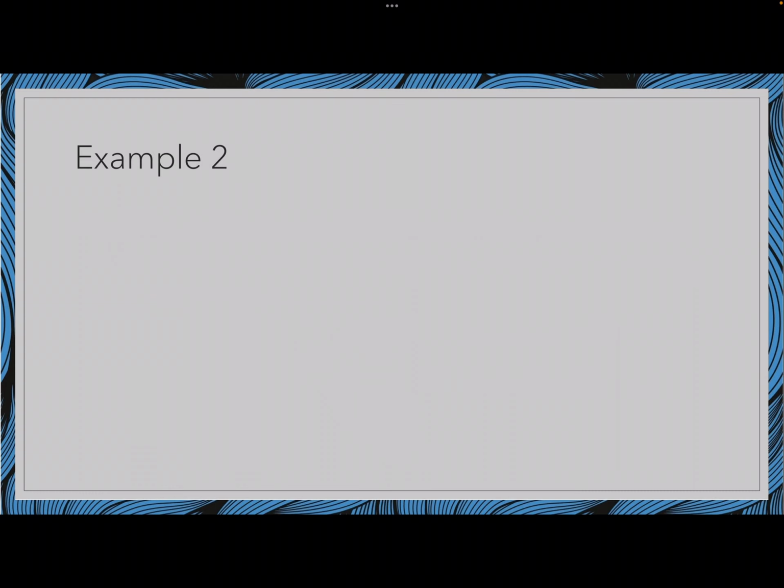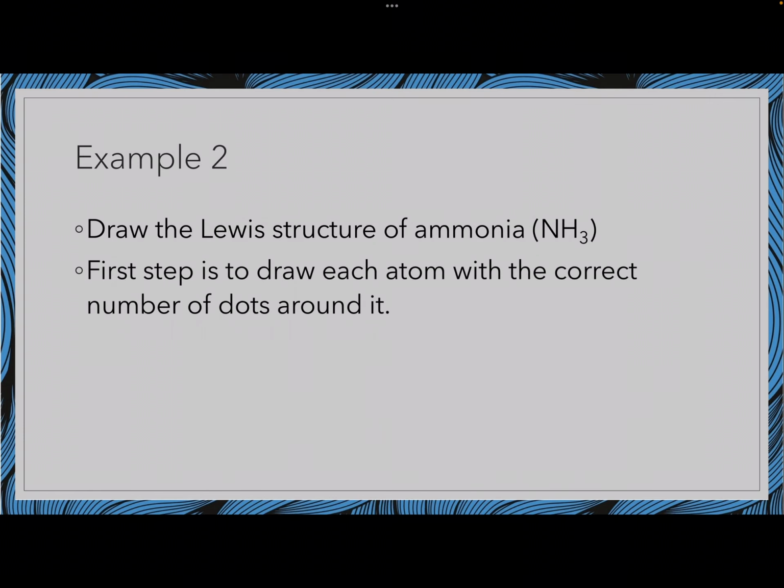Now, example 2. Draw the Lewis structure of ammonia. So first step, draw each atom with the correct number of dots. So we have hydrogen. This time we have 3. We also have nitrogen that should have 5. You can also go back and check the HONC rule. So HONC, N is third, so it comes with 3 bonds. And each of the hydrogens has 1.